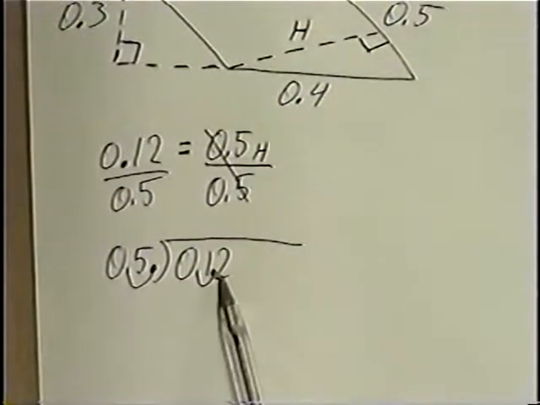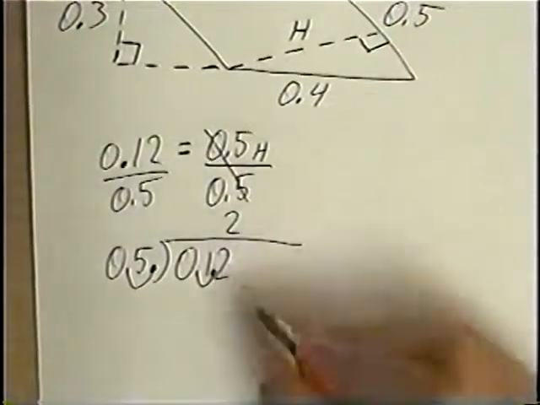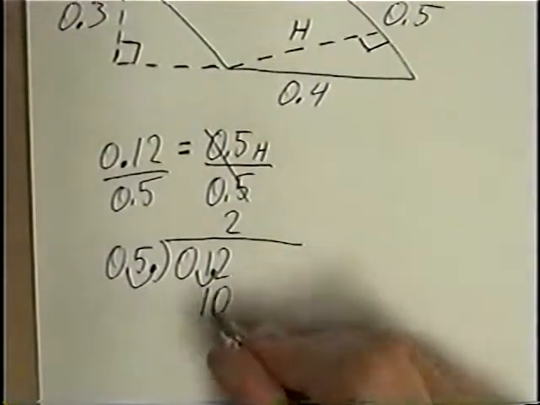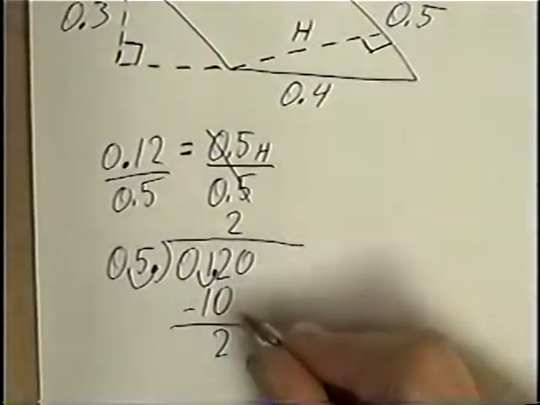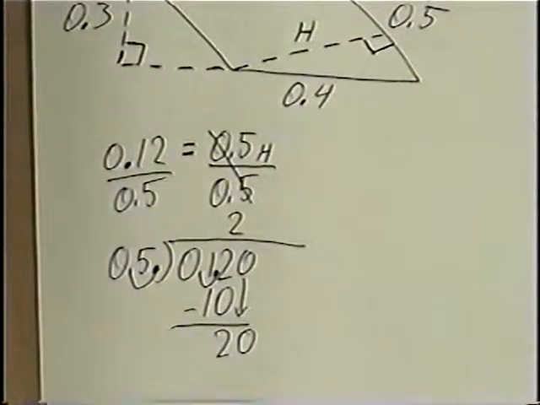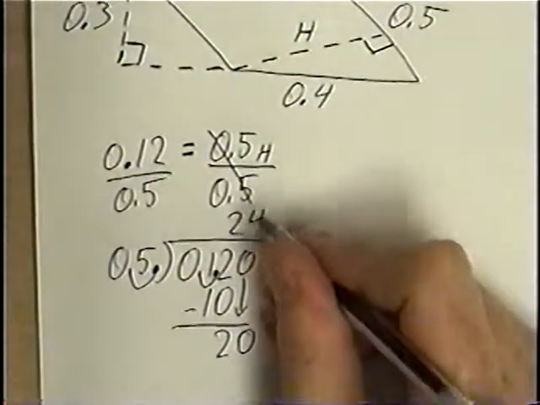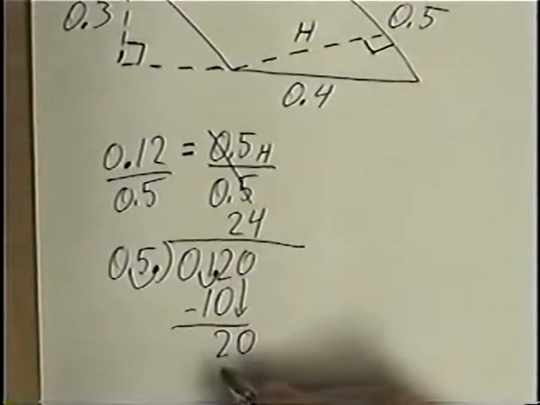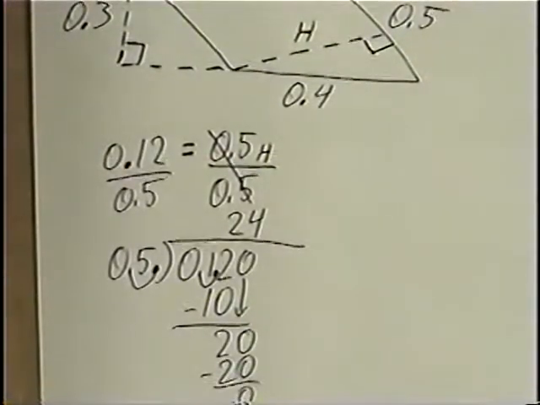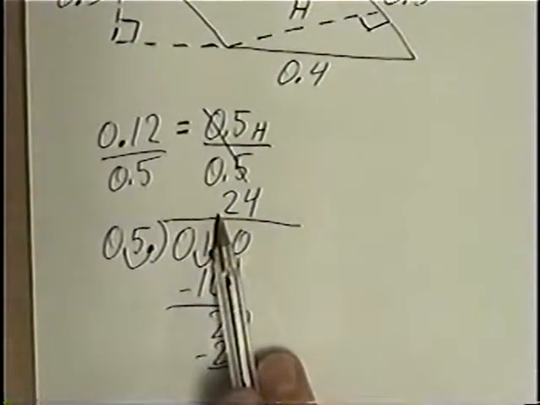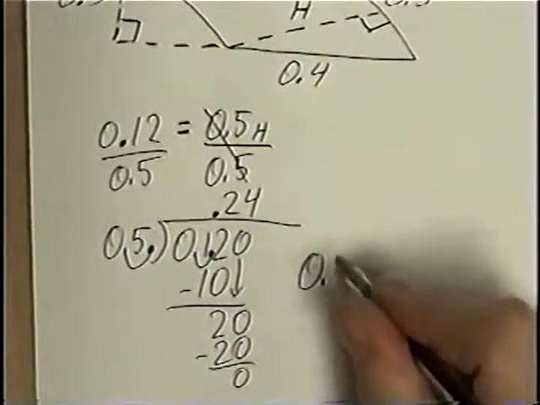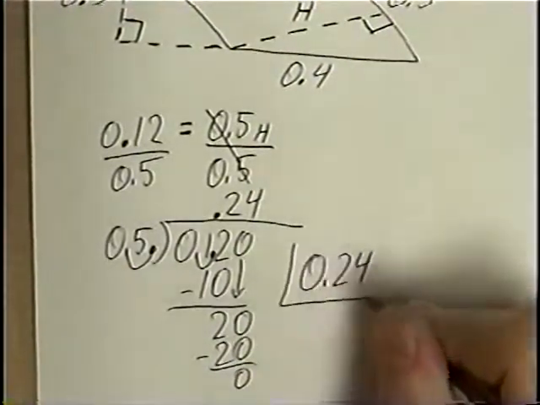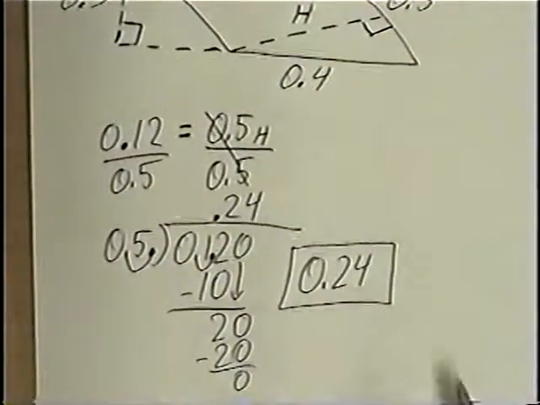5 doesn't go into 1, but 5 goes into 12 2 times. 2 times 5 would be 10. Subtracting straight down would be 2. Adding a 0 and bringing the 0 down, 5 into 20 goes 4 times. 4 times 5 would be 20, so there would be no remainder. For the answer, we can bring the decimal straight up, 0.24, or the value of h would be 0.24. Looking back at the diagram, there are no units given in the picture, so there are no units on the answer.